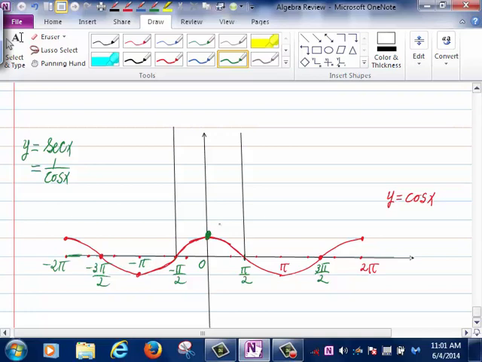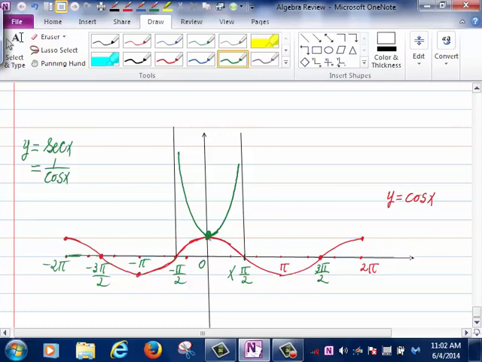But then when x is near pi over 2, cosine x is near 0, but positive. When x is near pi over 2 on the left, cosine x is near 0 but positive, so the value of the secant will blow up to infinity right here. Same thing happens when x is close to negative pi over 2 on the right side. Looks like a parabola, but it's not quite.